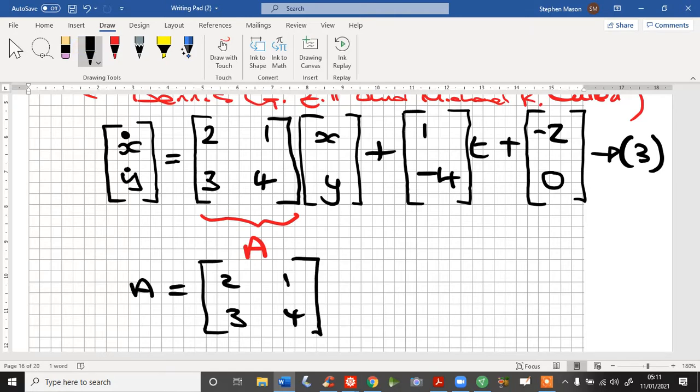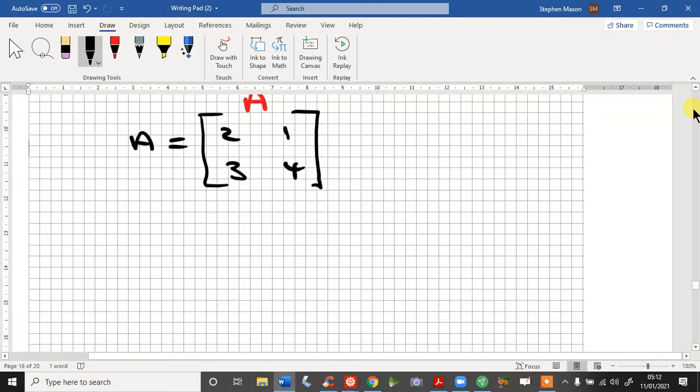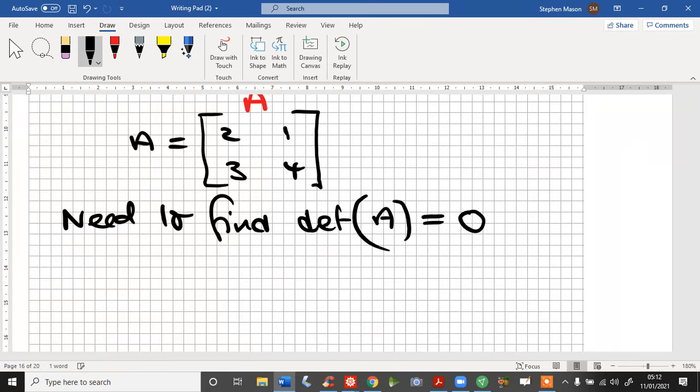Right, now to solve this equation, we need to find the determinant of A. So we need to find the det or determinant of A, and we find that when the determinant of A is equal to 0. So the determinant of A is equal to the determinant lambda I minus A.